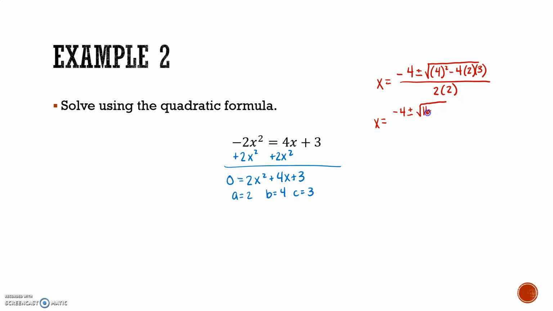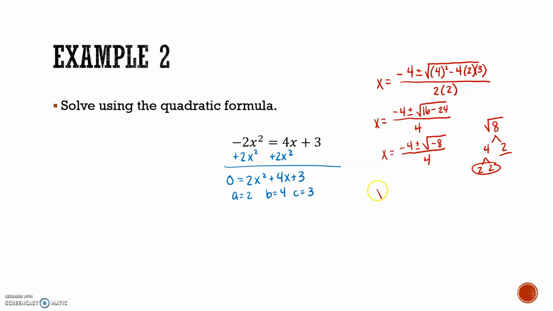I got 16 minus 8 times 3, which is 24, which would give me the square root of negative 8. Now, in previous years, you would have said negative 8 means there's no solution, and you're right, there's no real solution. But I can simplify the square root of 8 to be 4 and 2, 2 and 2.